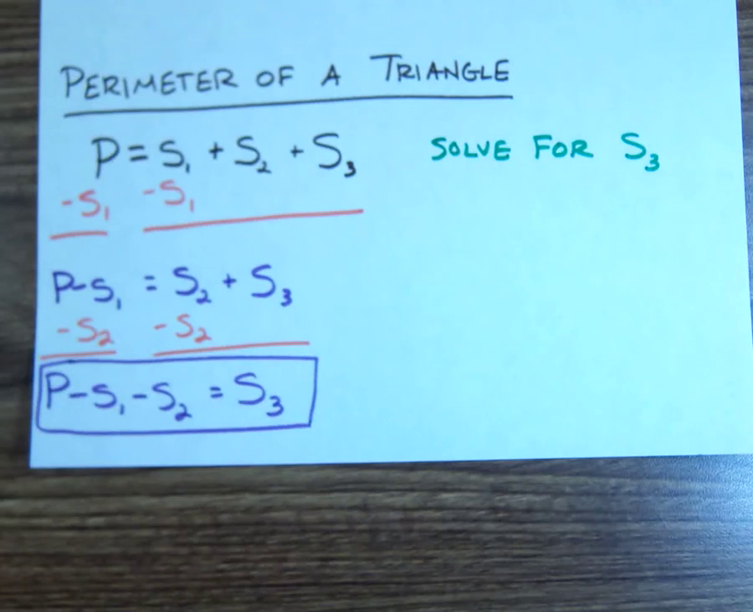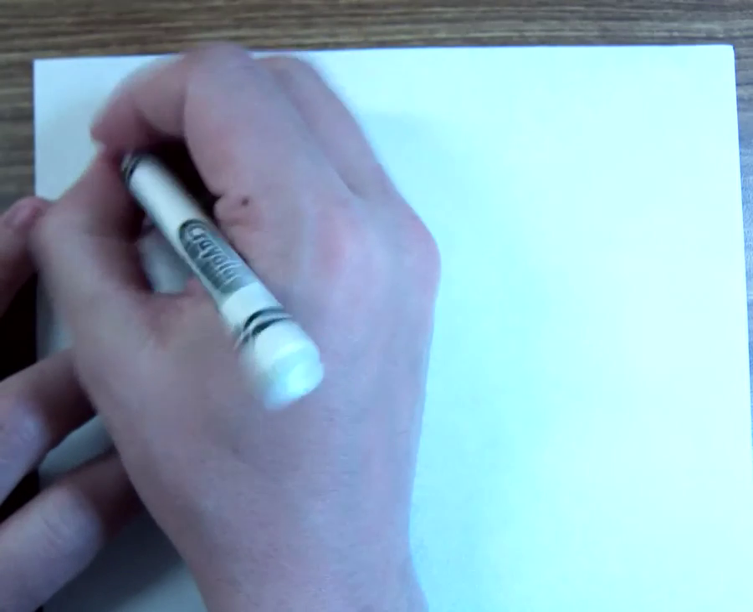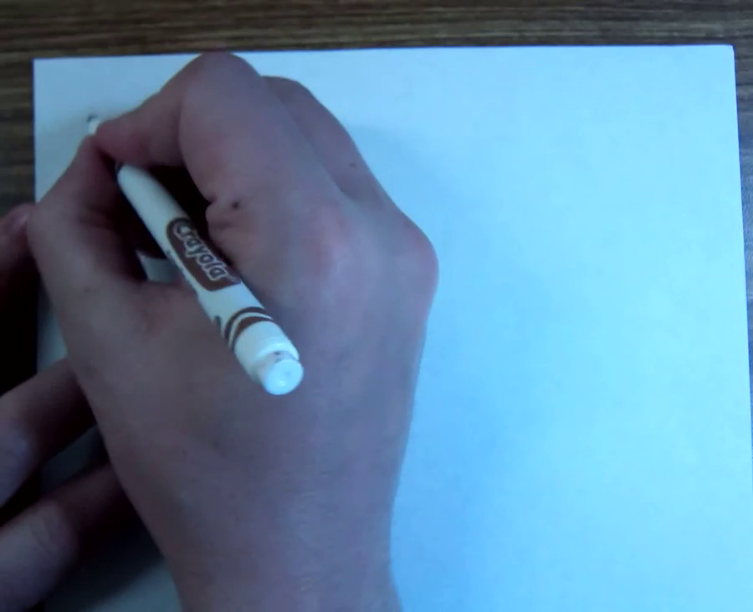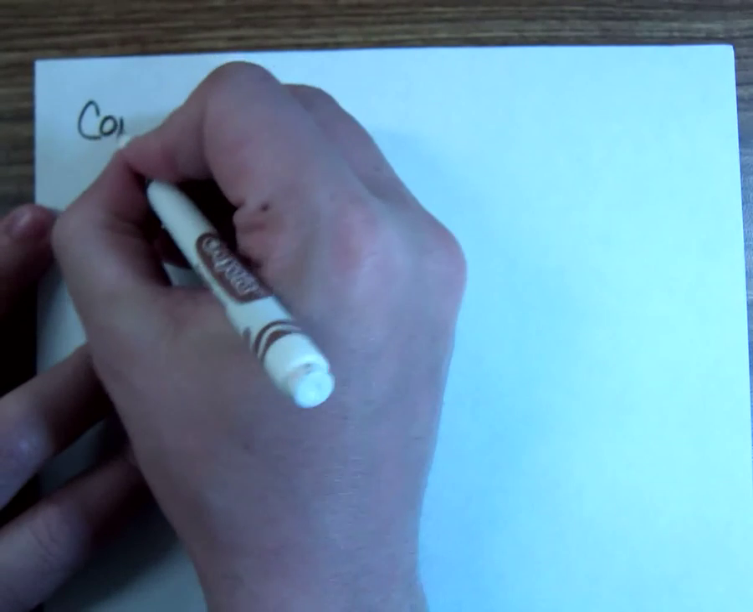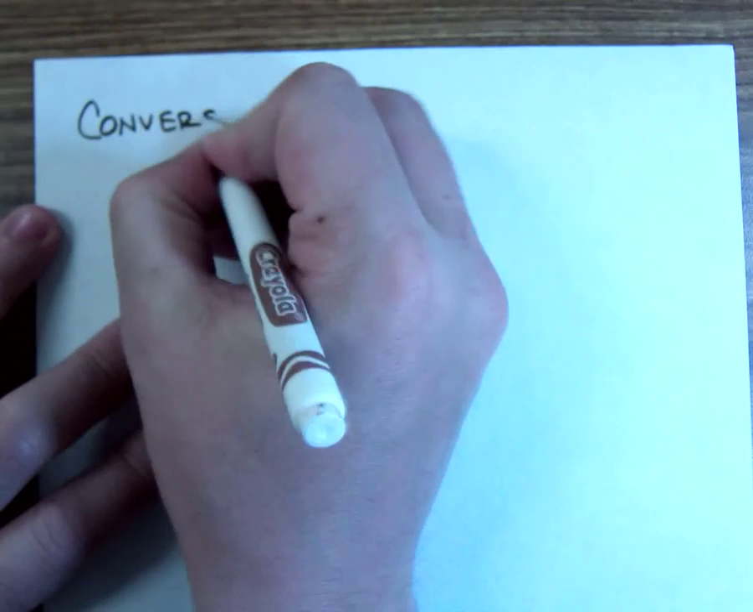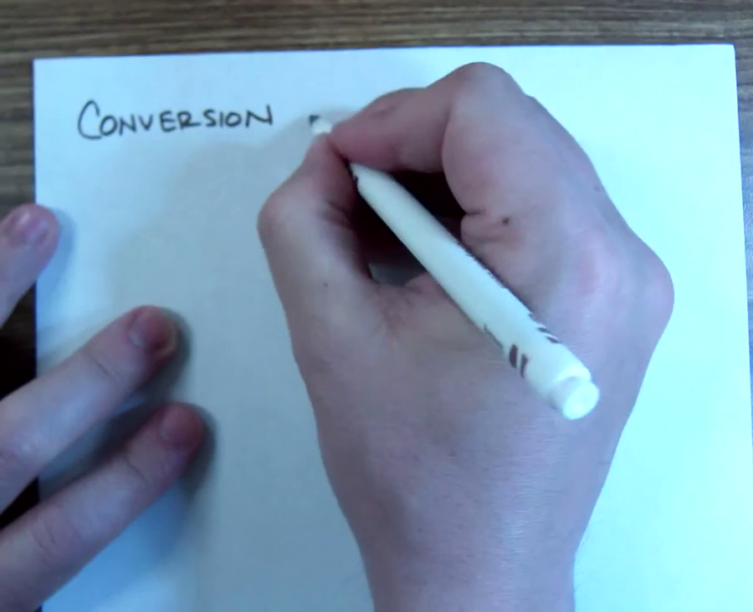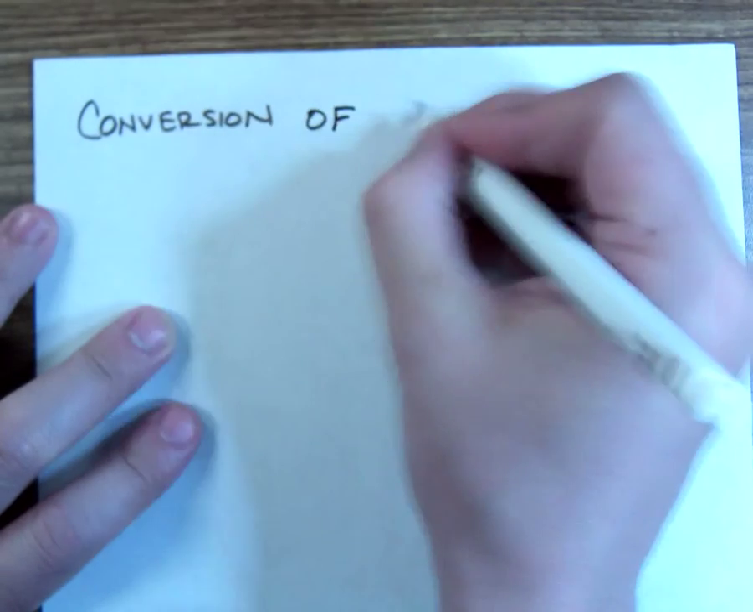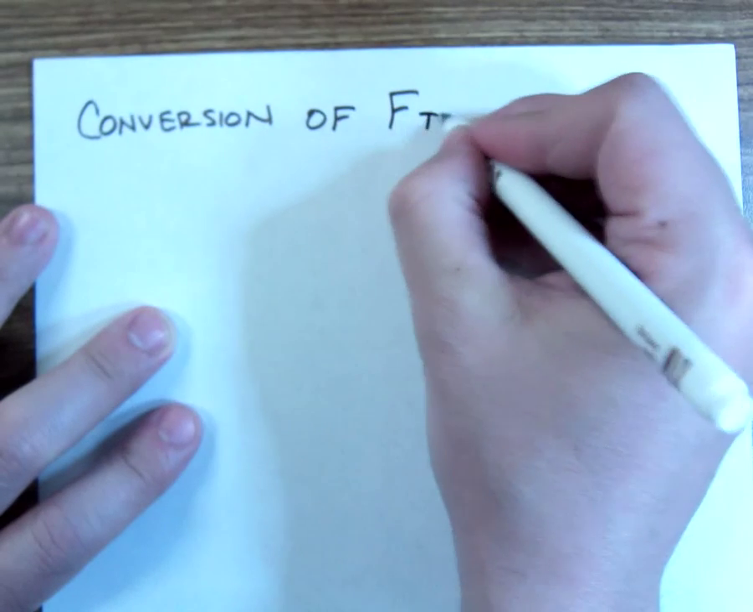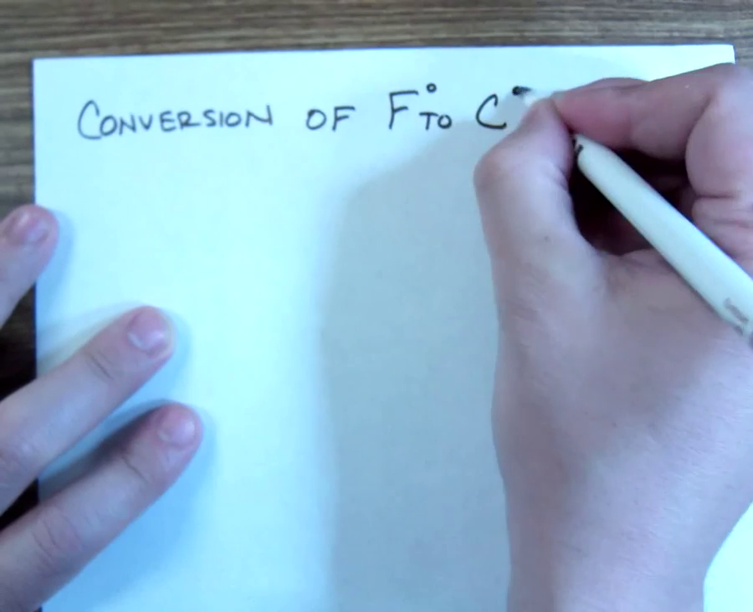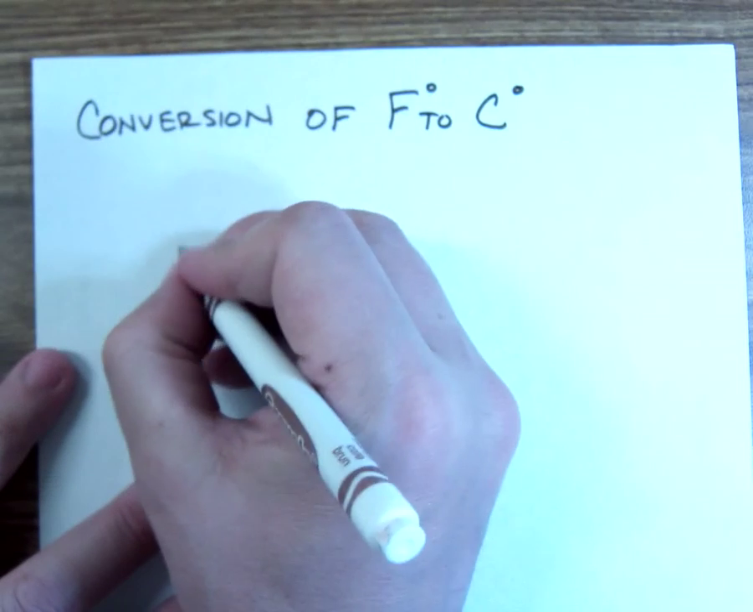Now, you have heard me complain over and over again about the metric system and how the metric system is superior to our imperial system in every way. And nowhere is this more apparent than in the formula for the conversion of Fahrenheit to Celsius, or vice versa, which looks like this.